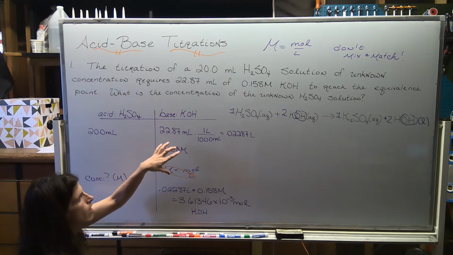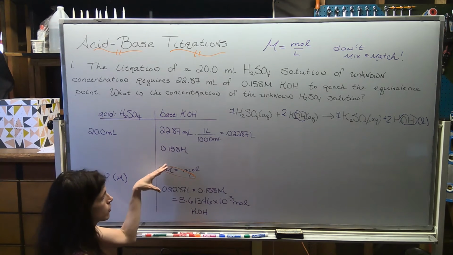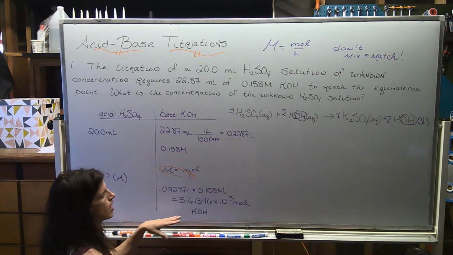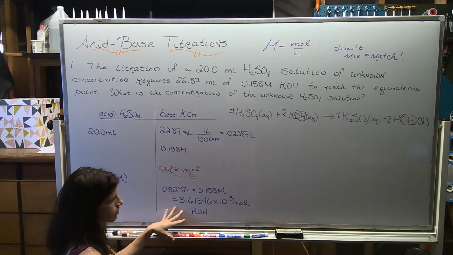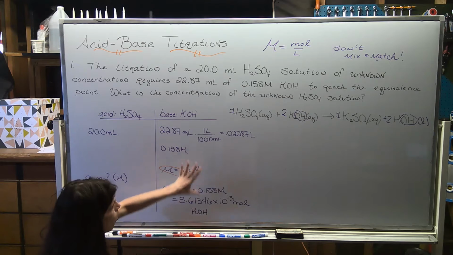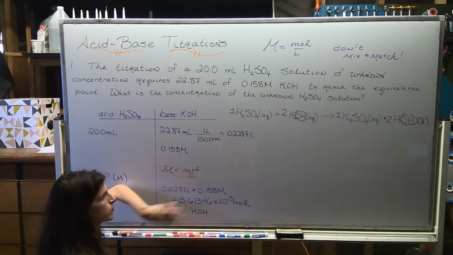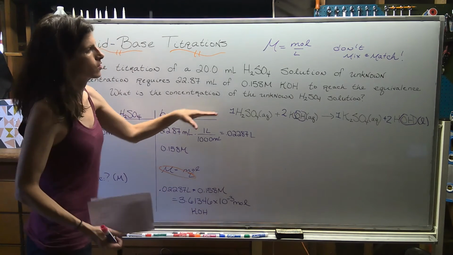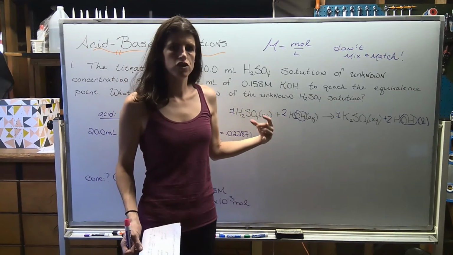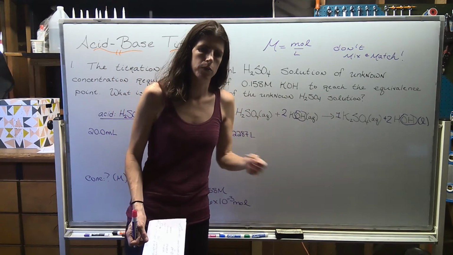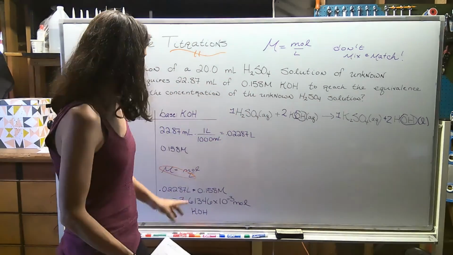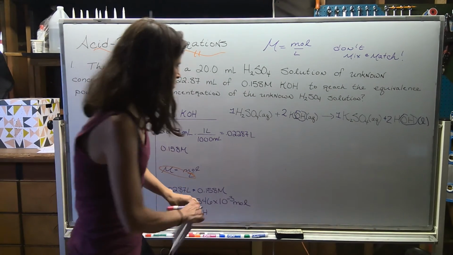Because I used the volume of potassium hydroxide and the concentration of potassium hydroxide, I know I got the moles of potassium hydroxide. Once you get the moles of one thing, then you're going to go to your balanced equation to switch it to moles of another thing. And we do that by the mole to mole conversion factor. So I'm going to write this number again.